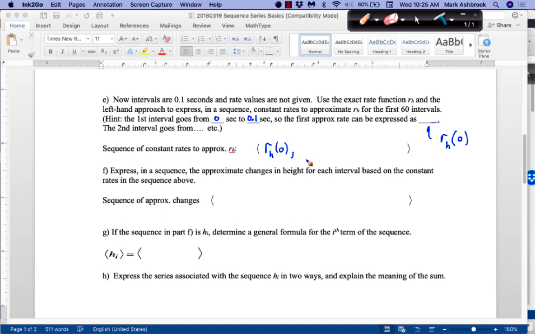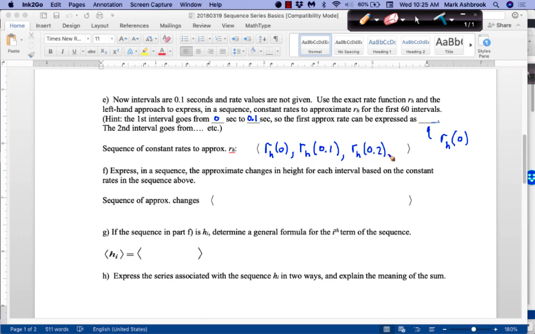Okay? What's the next approximation? So the second interval goes from 0.1 to 0.2. We're going to use the left-hand side to get the rate. So the rate is R sub h of 0.1. So that's the approximating rate in the second interval, and then etc. Approximating rate in the third interval.